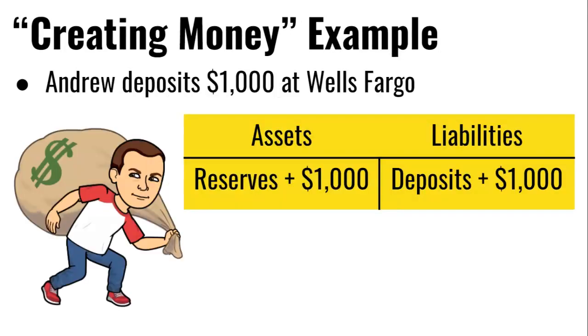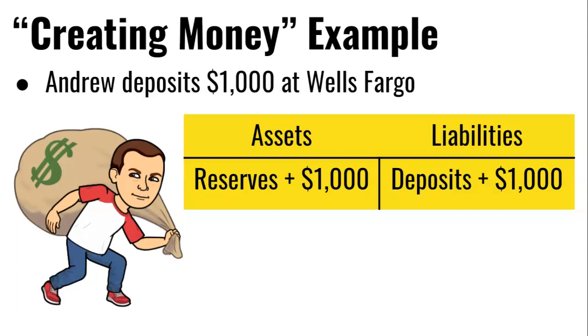Let's say Andrew deposits $1,000 at Wells Fargo. So on the T account, you would see deposits increase by $1,000 because there's $1,000 that wasn't in the bank before, now it's in the bank. So it's adding $1,000 in liability to the Wells Fargo bank, but it's also adding $1,000 to its reserves that it could lend out.